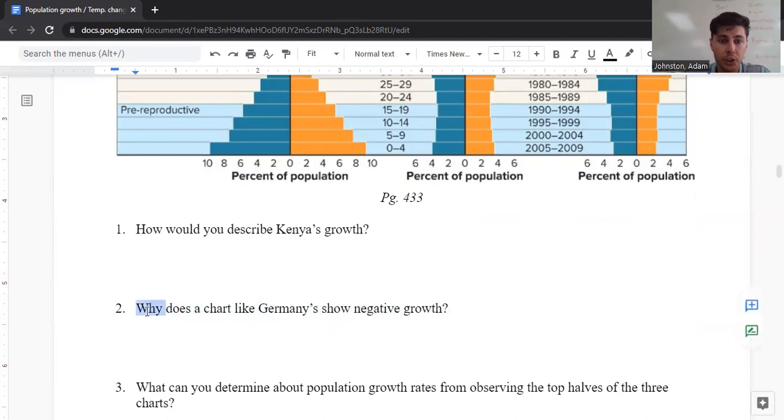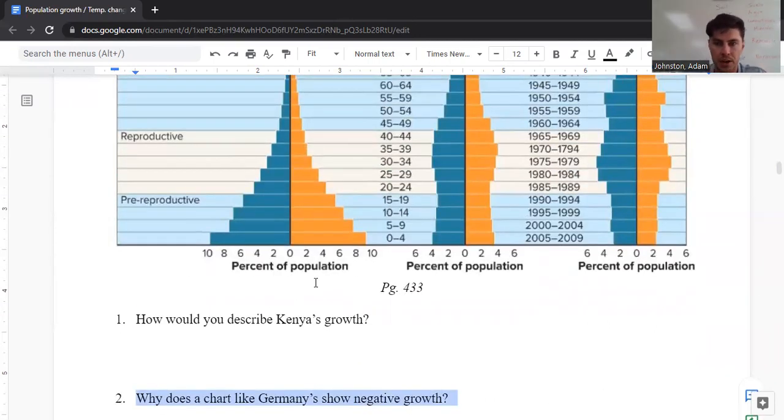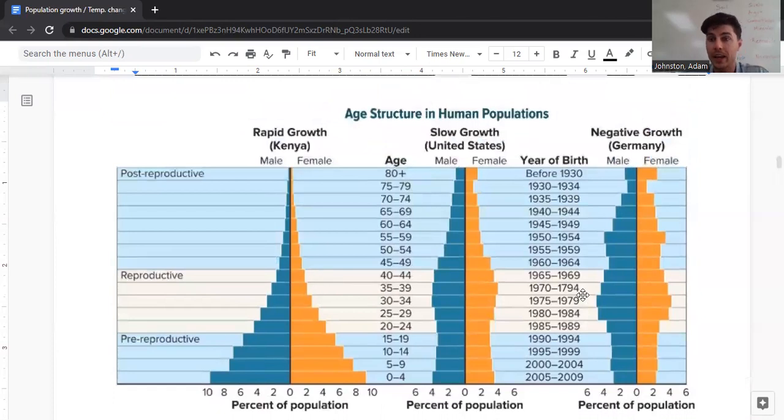Number 2, why does a chart like Germany show negative growth, the exact opposite of the Kenya situation? Here, I again encourage you to look at the pre-reproductive and the younger age groups. With fewer young people who will one day be reproductive, there are fewer people to have pregnancies and expand the population. Because of this, Germany is experiencing negative growth. Their population is shrinking. More people are dying or moving away than they are immigrating to the country or being born there.